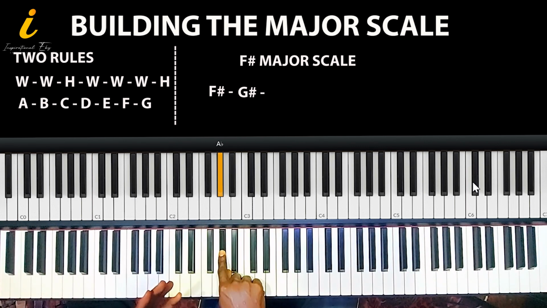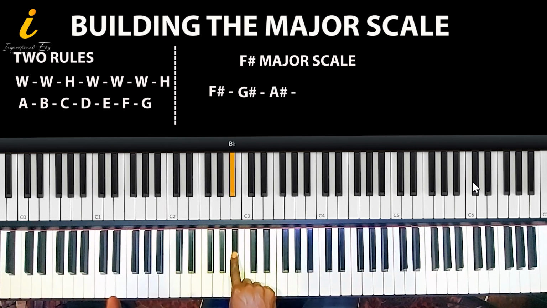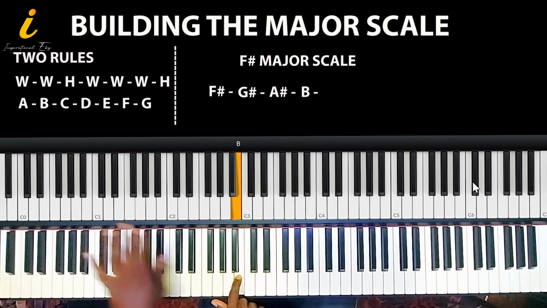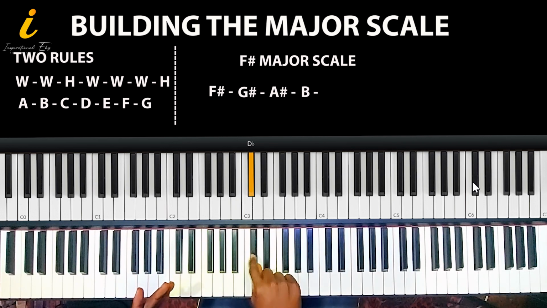The next interval is a whole step, and after G is A. So we call this what? A sharp, right? The next interval is a half step. And after A is what? B. So this is called B, right? No sharp, no flat, because it's B. Natural there. The next interval is a whole step.